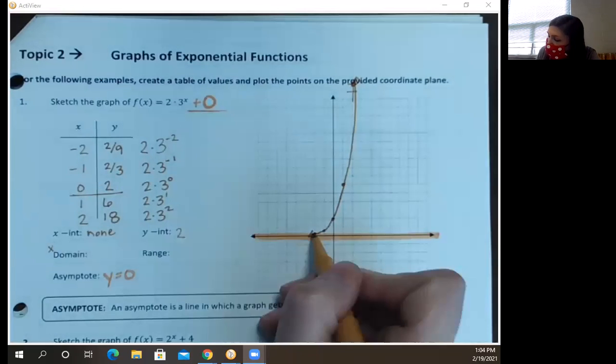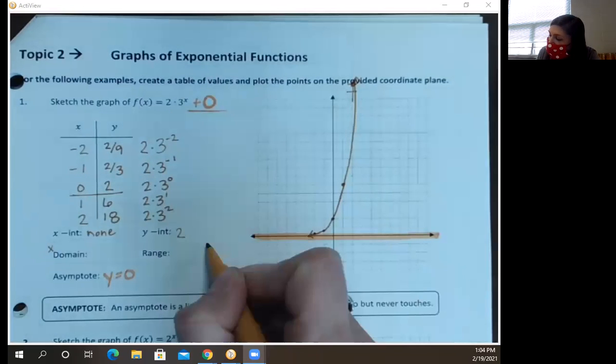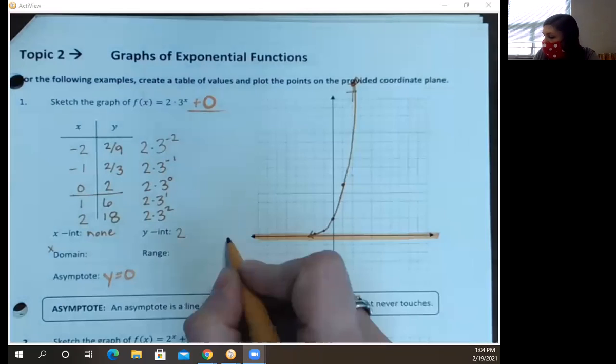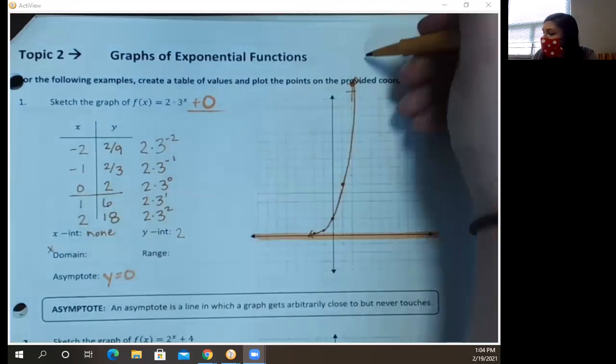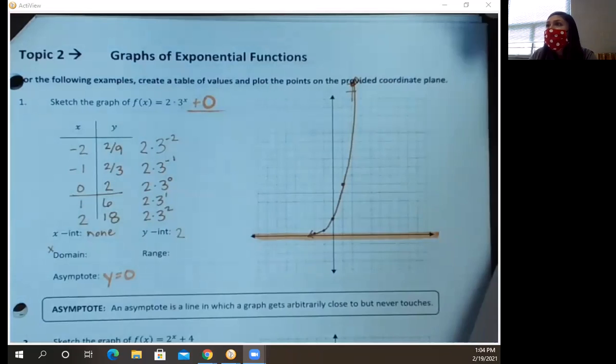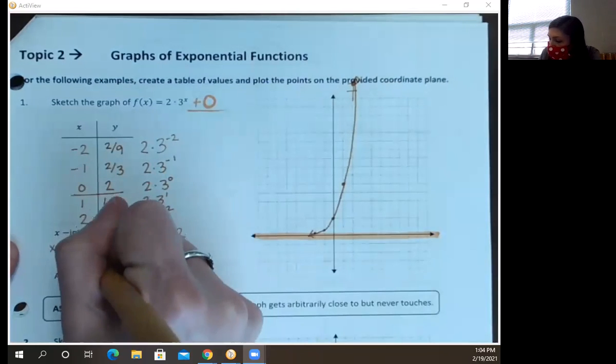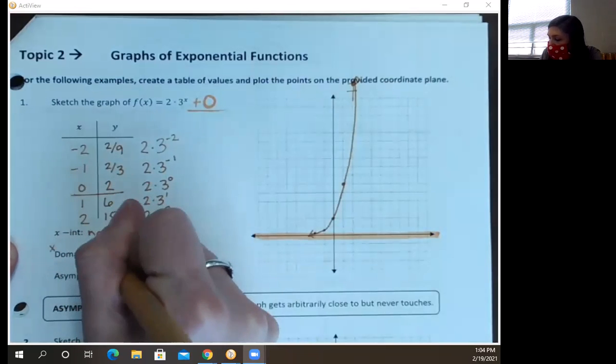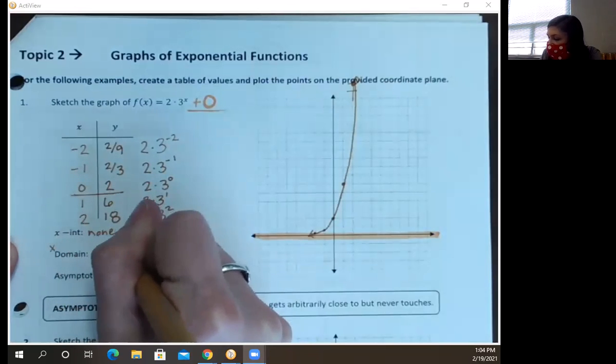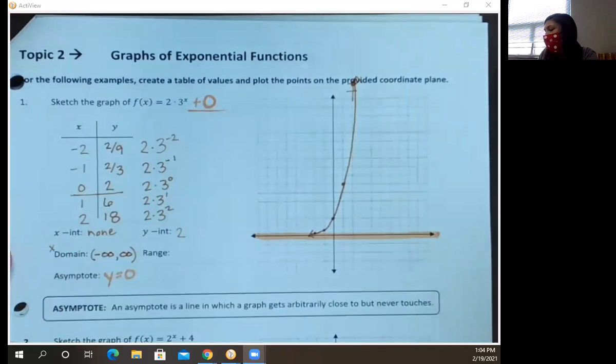So that means we can plug in anything that we want here. We saw as we plug in more and more negative numbers that our y value gets smaller and smaller. As I plug in bigger values for x, my y value is going to get bigger and bigger, but I don't have any issues with x value. So our domain is anything we want. So we would write that as negative infinity to infinity. I can plug anything I want.